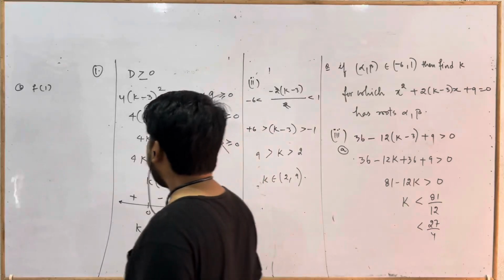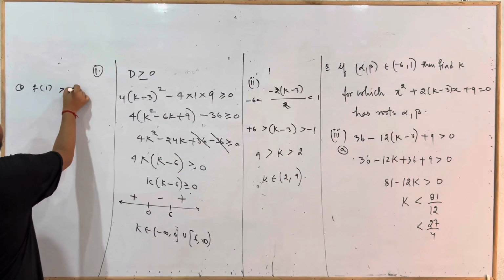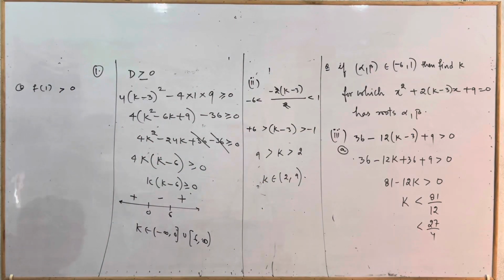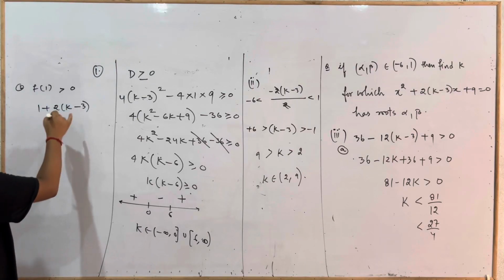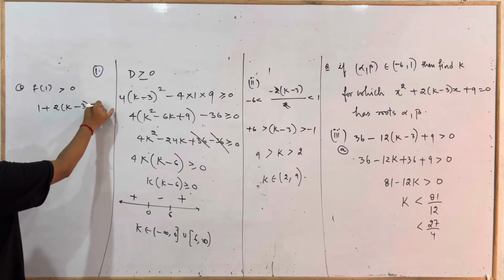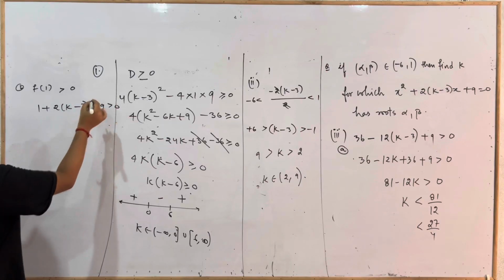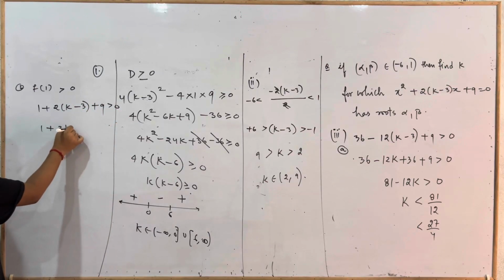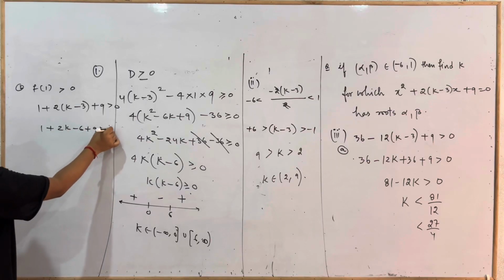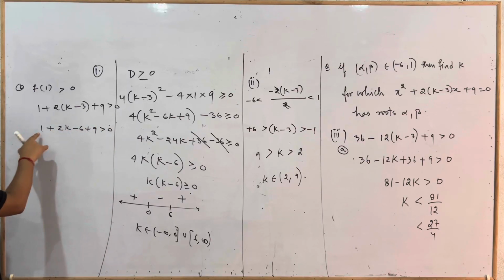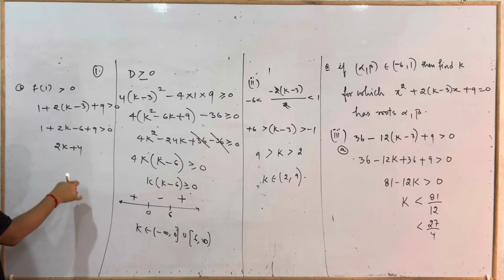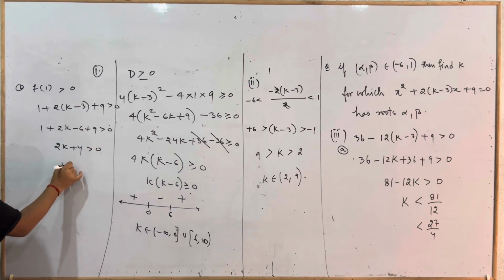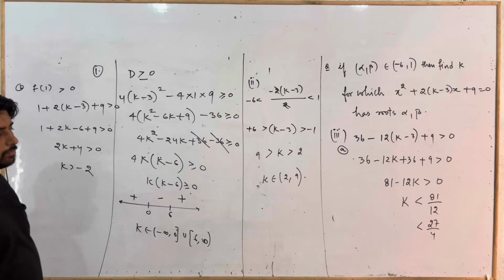That is f of 1 is what? Greater than 0. What is the f of 1? So 1 plus 2 into k minus 3 into 1 plus 9 greater than 0. That is 1 plus 2k minus 6 plus 9 greater than 0. This is what? 9 plus 1 is 10, minus 6 is 4. That is 2k plus 4 greater than 0. That is k is greater than minus 2.